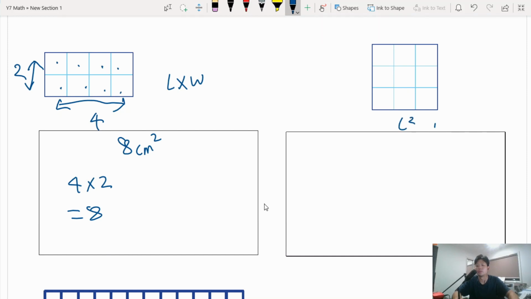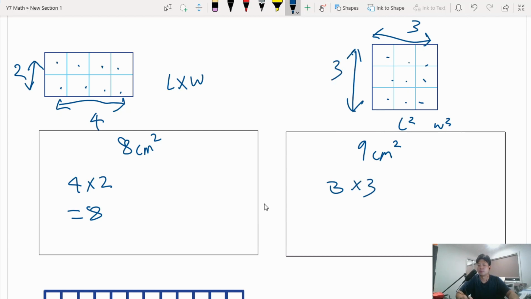Square the length or the width, whatever you want to call it, and that will give us the same thing. So we have 1, 2, 3, 4, 5, 6, 7, 8, 9. So we know it is 9 centimeters squared. Or we can do 3 this way, sorry about the wonky line, and 3 that way. So it is 3 times 3, which also shows that it is 9 centimeters squared.